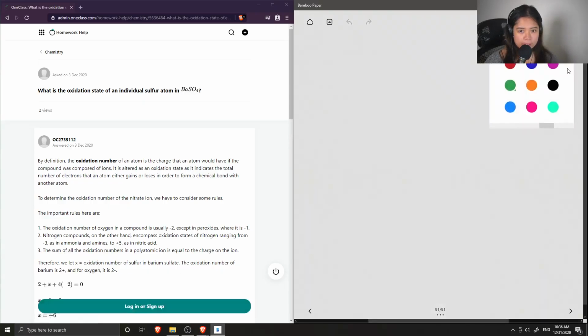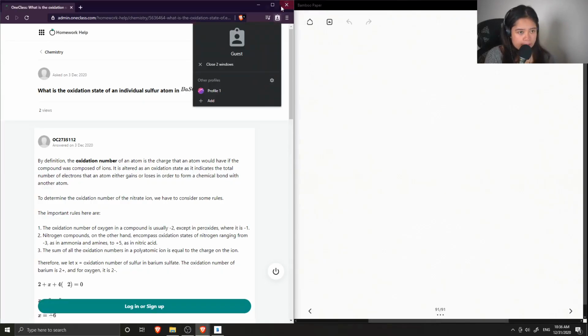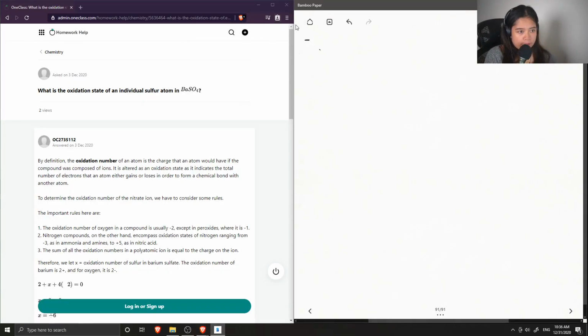Okay, so question number 7. What is the oxidation state of an individual sulfur atom in barium sulfate?